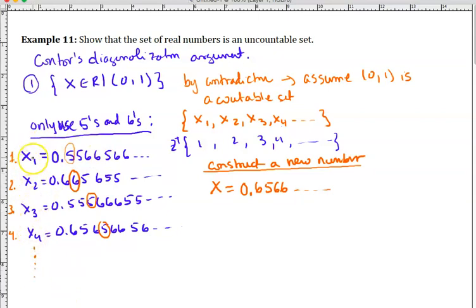That means that basically I was able to make a one-to-one correspondence with the set of positive integers. But now here's a new number that I constructed that's different than all the others. So my correspondence is no longer one-to-one because I have more numbers in my list than I can count. So basically this gets me to a contradiction.